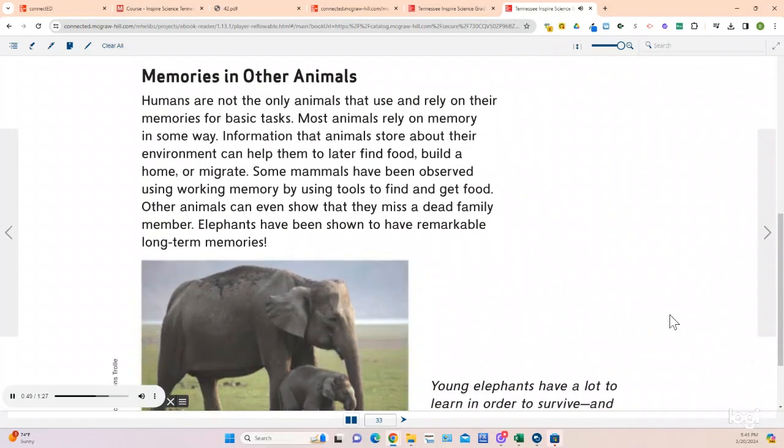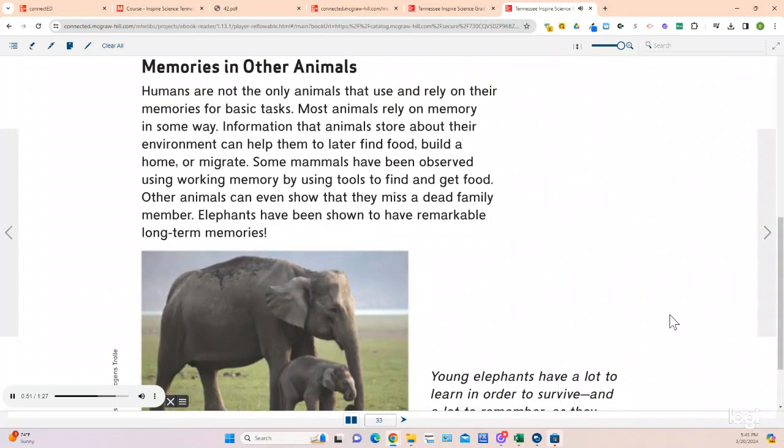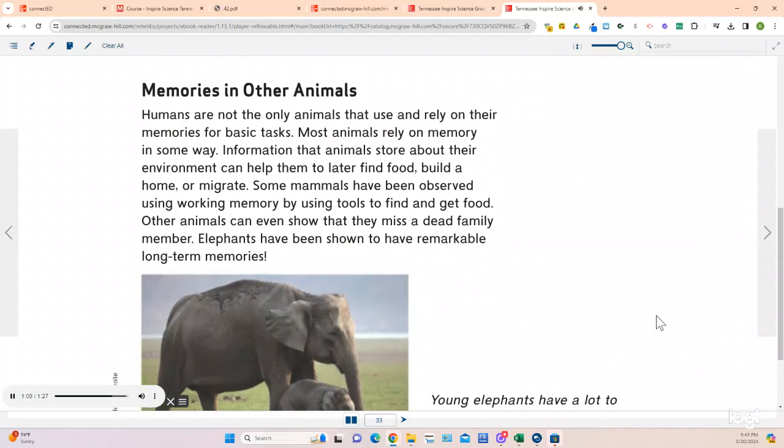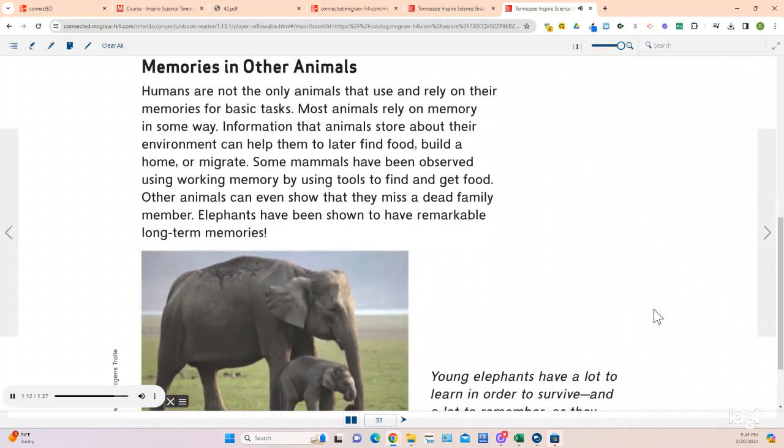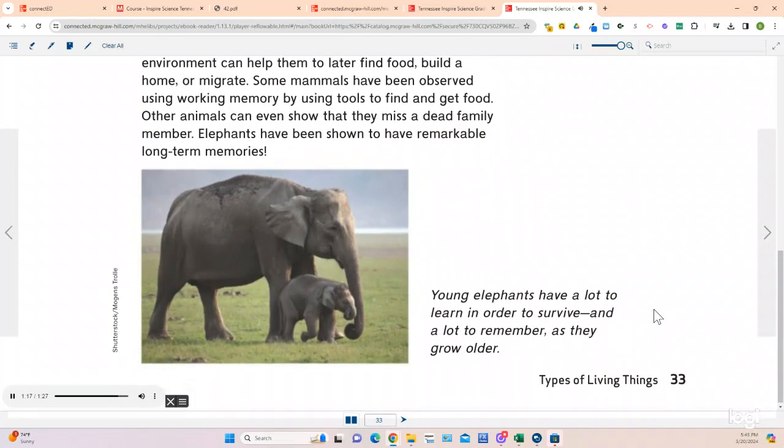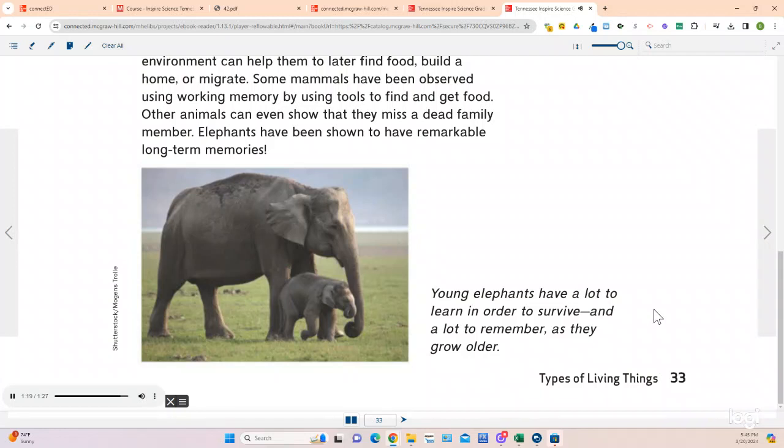Memories in other animals. Humans are not the only animals that use and rely on their memories for basic tasks. Most animals rely on memory in some way. Information that animals store about their environment can help them to later find food, build a home, or migrate. Some mammals have been observed using working memory by using tools to find and get food. Other animals can even show that they miss a dead family member. Elephants have been shown to have remarkable long-term memories. Young elephants have a lot to learn in order to survive, and a lot to remember as they grow older.